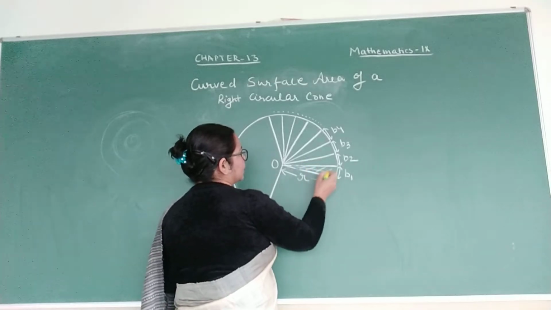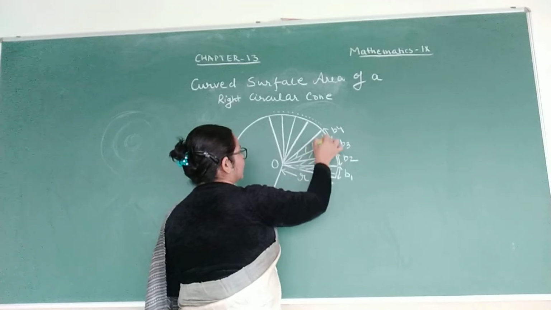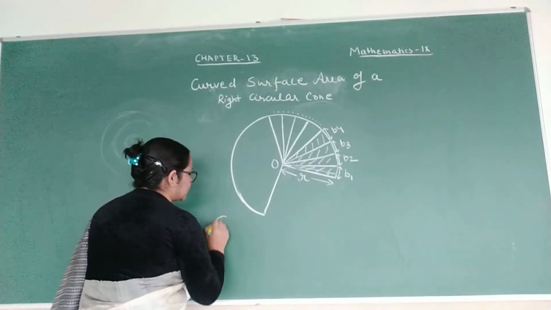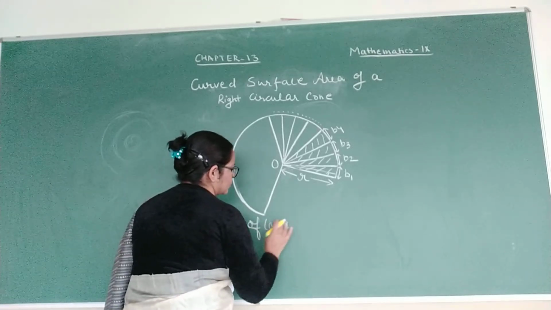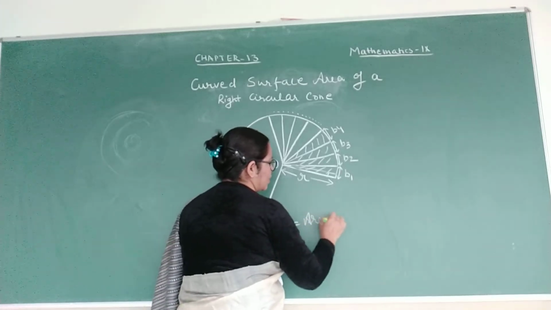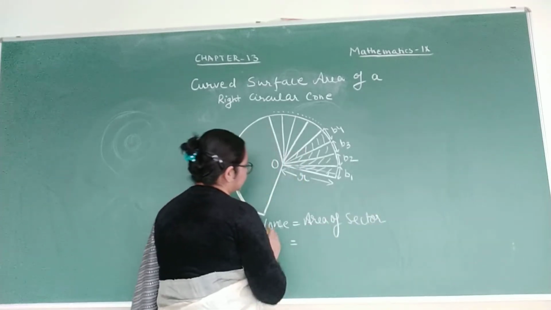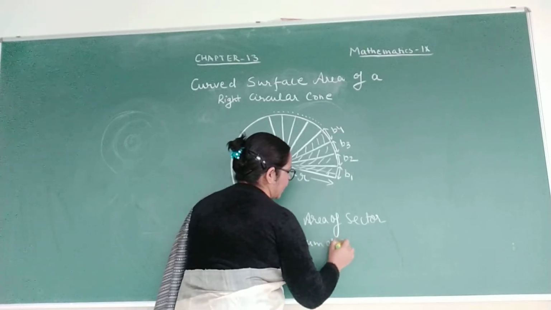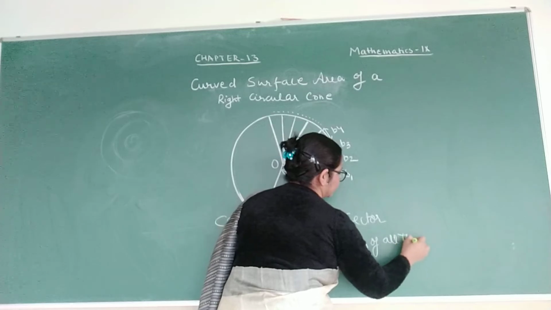Similarly, the other triangle. So if we add up all the areas of these triangles, we'll get the area of the sector. Means the CSA of cone is equal to the area of sector. And what is this area of sector? Is sum of areas of all the triangles.